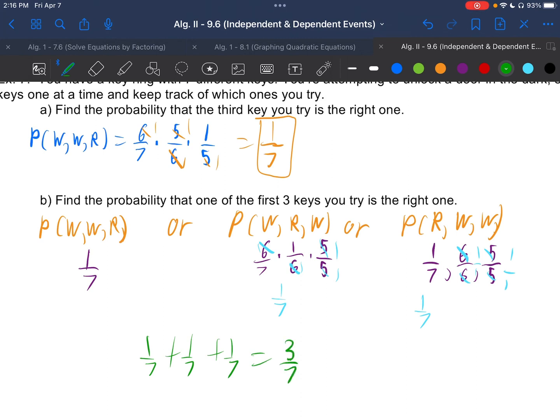3 out of 7. So meaning, if you try 3 keys, or excuse me, that means 3 out of 7 times, you should get the key right by randomly guessing in the dark, 3 out of 7 times. You should get the key right within the first 3 attempts, I should say, 3 out of 7 times.